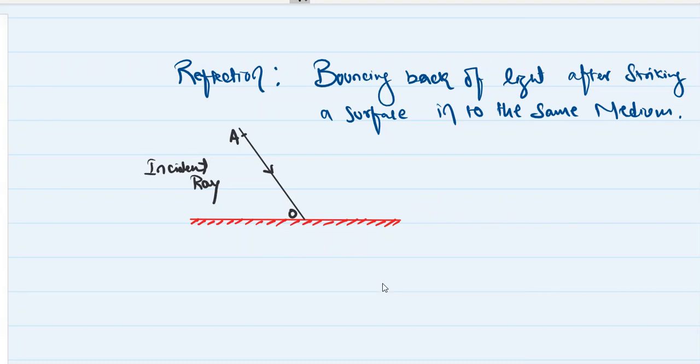So light is thought of to be made up of these small rays. We can't say that light is made up of rays; maybe it is made up of waves also. It has a dual nature. But for clarity of our understanding, we'll think of light to be made up of these rays. So what next? After striking this hard surface at point O, where point O is the point of incidence, what happens to this ray of light?